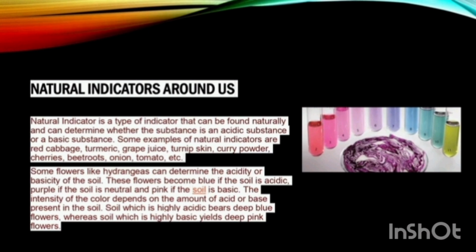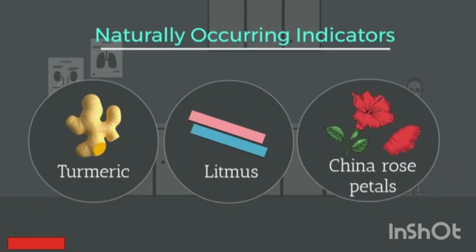Some flowers like hydrangeas can determine the acidity or basicity of the soil. These flowers become blue if the soil is acidic, purple if the soil is neutral, and pink if the soil is basic. The intensity of the color depends on the amount of acid or base present in the soil. Soil which is highly acidic bears deep blue flowers, whereas soil which is highly basic yields deep pink flowers.